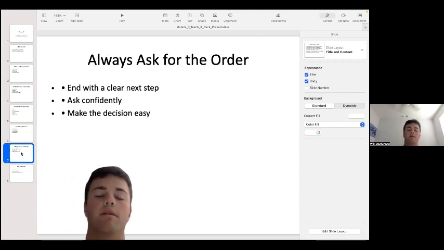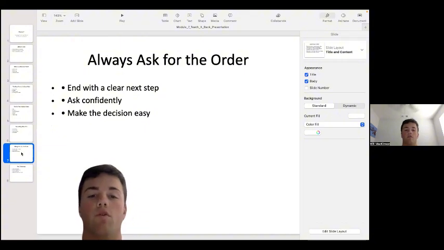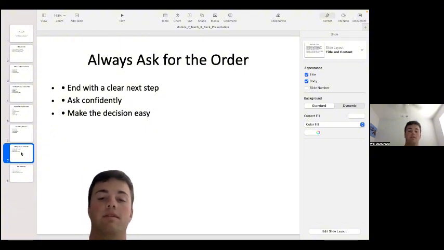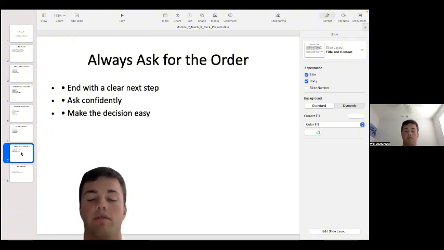And then the next topic was always ask for the order. At the end of a pitch or anything, the worst thing you can do is to not ask. So you really should always ask. This is something that seems obvious, but apparently a lot of salespeople forget to actually ask for the business. After explaining your solution and showing the value, you should confidently ask the customer about the next step.